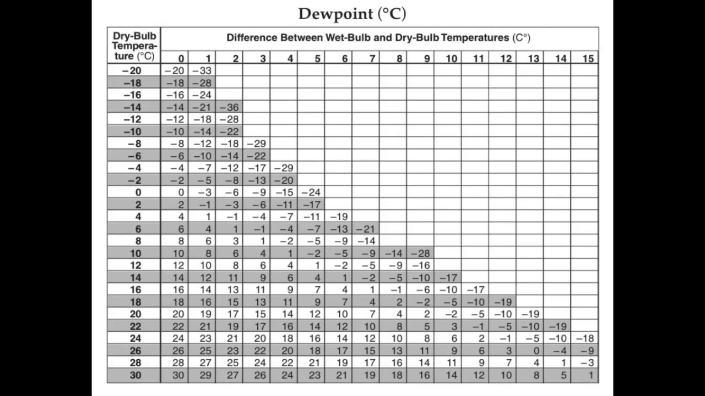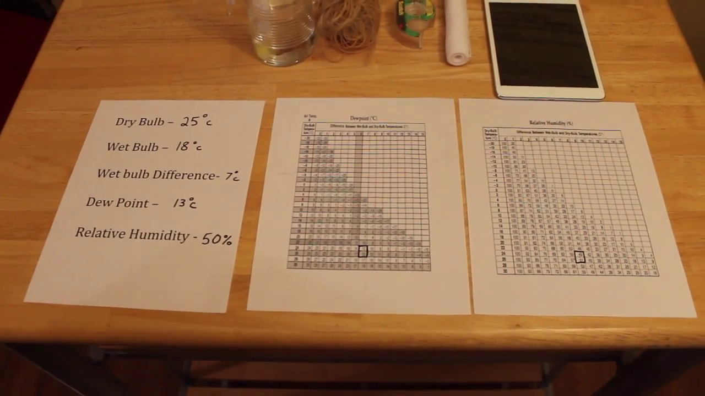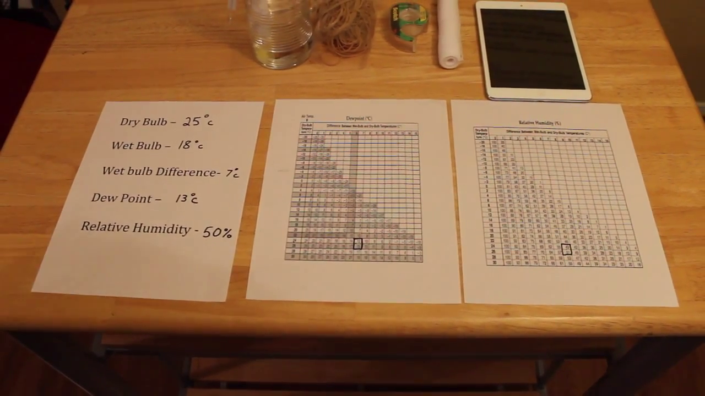First you will get your dew point chart and look up 25 degrees for the dry bulb. Then you will go over 7 spots to find the wet bulb difference. This will put you between a 12 and 15 degree dew point, which means the air is relatively dry today. You will record that it is approximately a 13 degree dew point when you take the average.